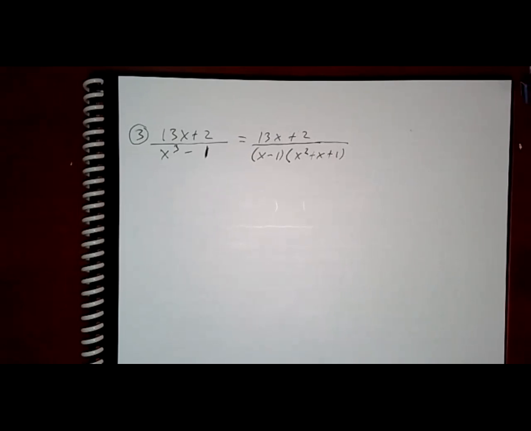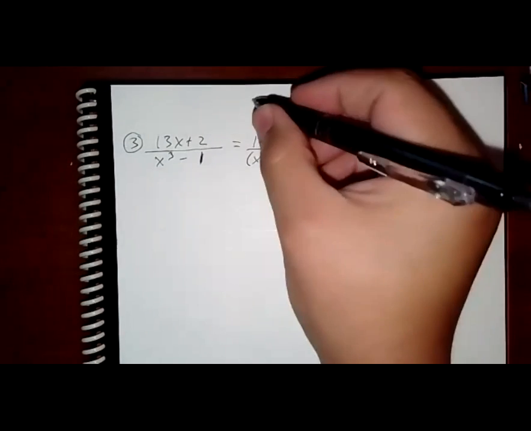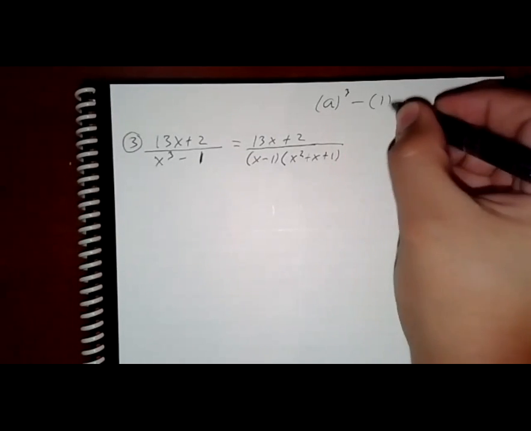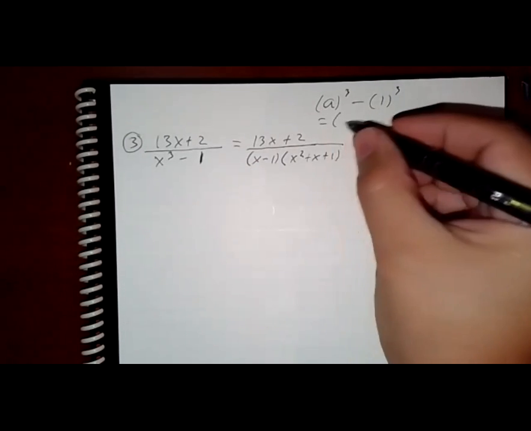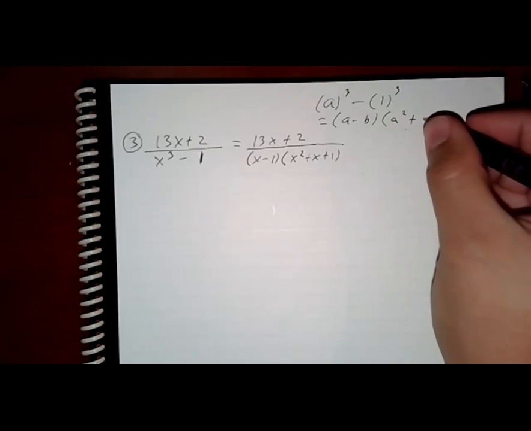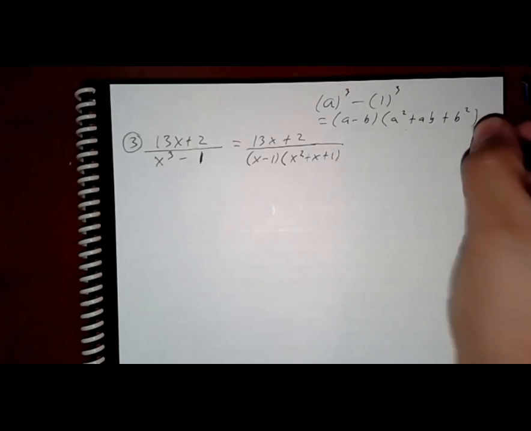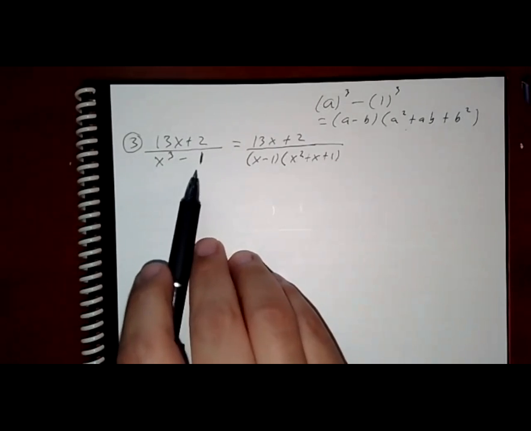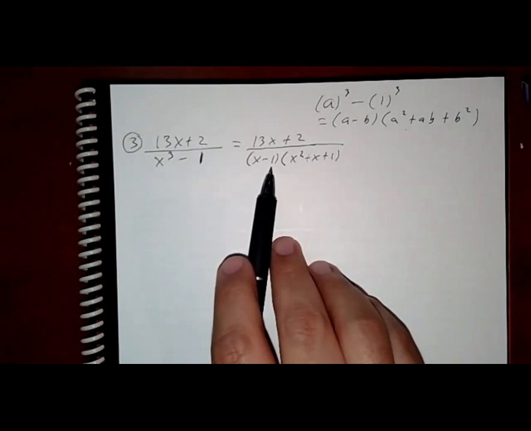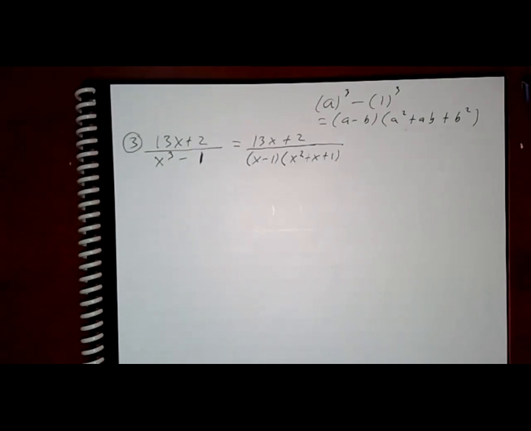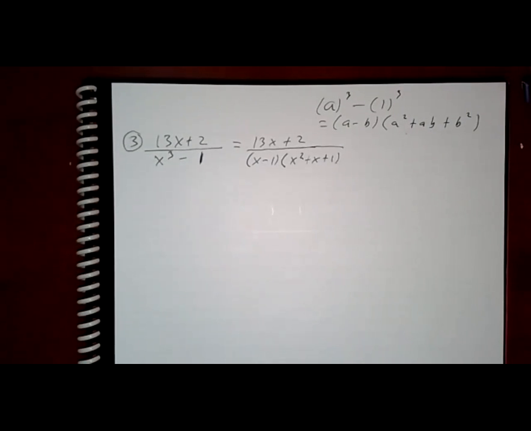Could you refresh our memory on the difference of cubes, sir? This is the difference of cubes right here. If you have something cubed minus something else cubed, it will always become this: a minus b times a squared plus ab plus b squared. So 1 is the same as 1 cubed, so that's what the b term was. So just apply the formula and then you start the partial fractions.